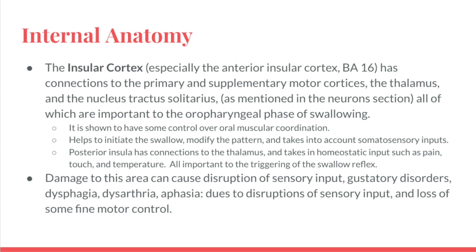The posterior insula has connections to the thalamus and takes in the homeostatic inputs such as pain, touch, and temperature. And these are all important to the triggering of the swallow reflex. So damage to this area can cause disruption of sensory input, gustatory disorders, dysphagia, dysarthria, and aphasia, and these are due to disruptions of sensory input and loss of some fine motor control.